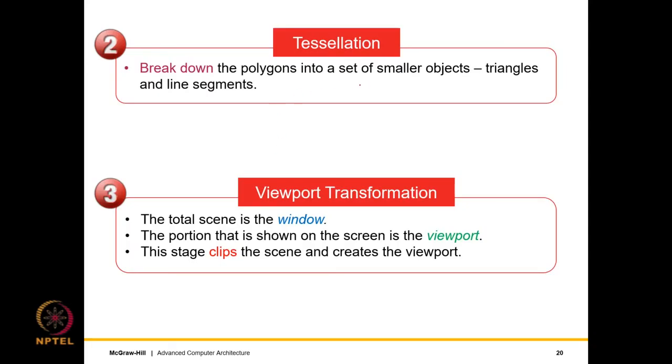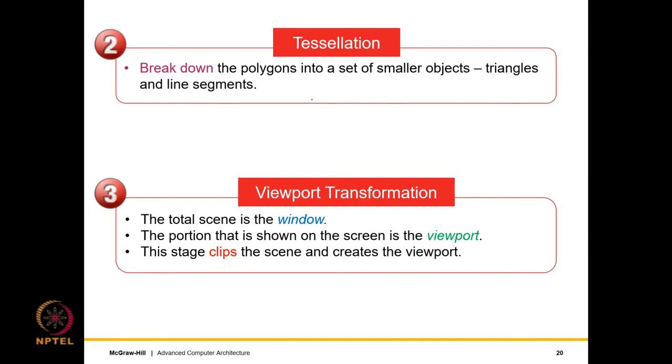We break them down into a set of smaller objects, which are triangles and line segments. So we have already discussed the advantages of triangles. The advantages of triangles are twofold. First, a triangle lies on a single plane, and second, there are lots and lots of algorithms. There is a lot of research in computer graphics to work on triangles.